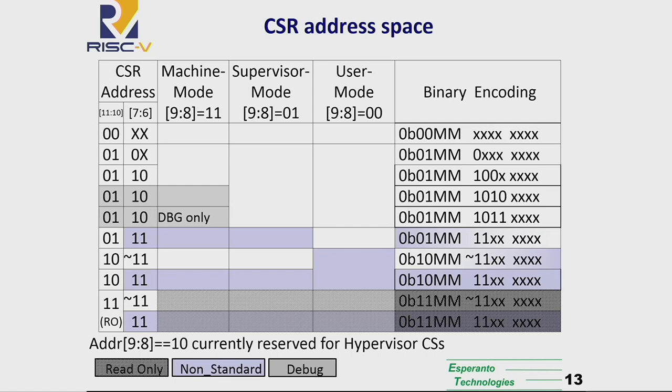And this is in the spec as well. So you have two bits that just say what mode you're allowed to access, a couple more bits. If they're both 1-1, then you know it's read-only. A few more bits determine whether it's standard or non-standard. So all this space for standard extensions is already carved out of the architecture. There's one particular set that's for the debug extension.